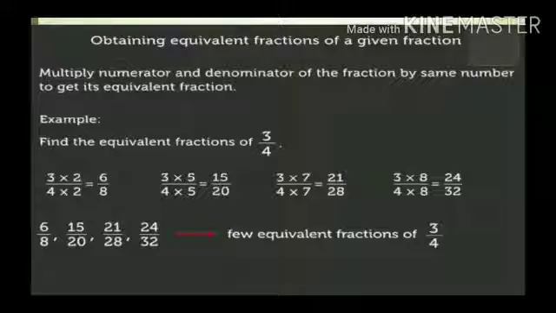Now, lastly I have multiplied 3 upon 4 by 8. So we get 24 upon 32. So the final equivalent fractions of 3 upon 4 are 6 upon 8, 15 upon 20, 21 upon 28, 24 upon 32. So here you can see these are all equivalent to 3 upon 4. Here, students, one more thing. You can multiply with consecutive numbers like 2, 3, 4, 5, 6, 7 also to get the equivalent fraction.